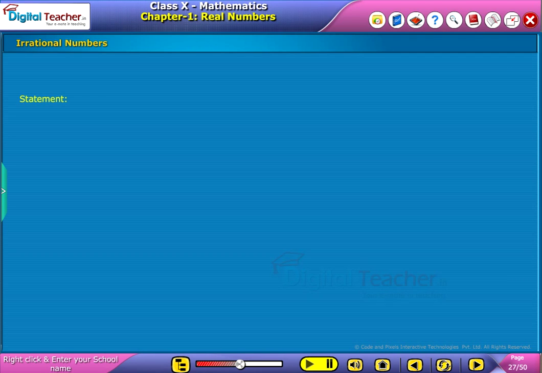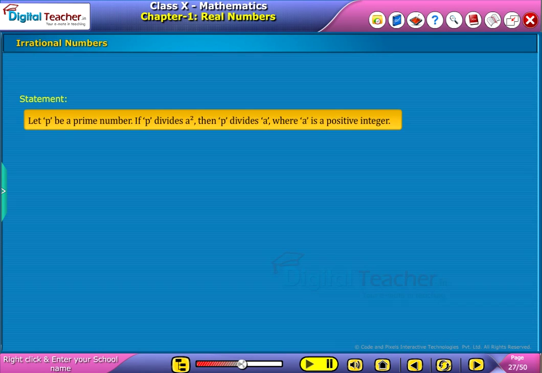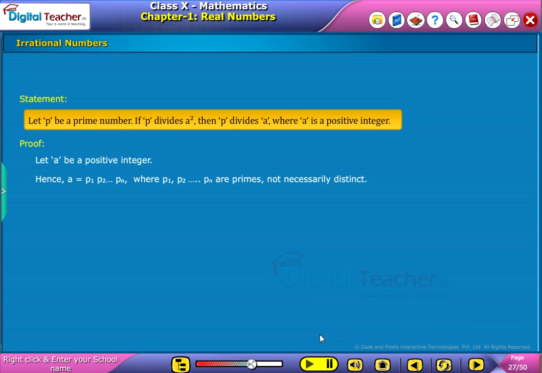Consider the following theorem. Its statement is, let p be a prime number, if p divides a square, then p divides a, where a is a positive integer. The proof of this statement is based on the fundamental theorem of arithmetic. Let a be a positive integer. Hence a is equal to p.